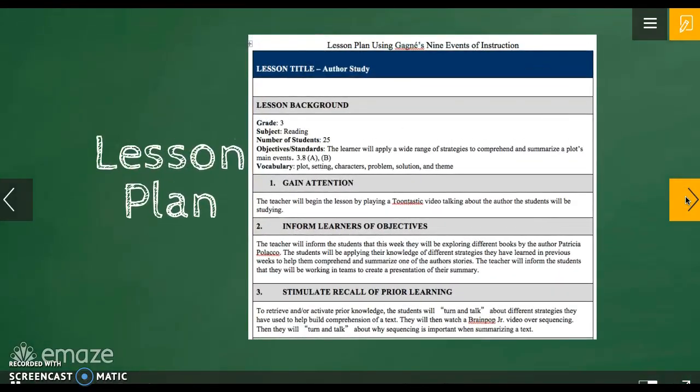This now is the lesson plan using Gagne's 9 events of instruction. You can pause the video to read through my detailed lesson plan.